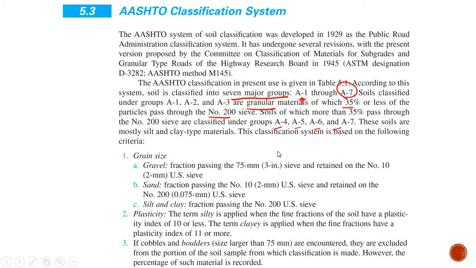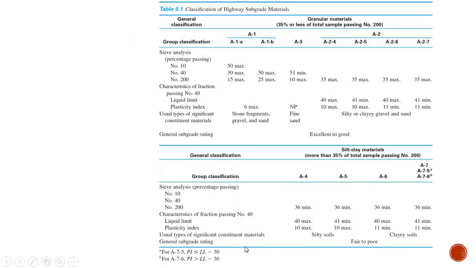Okay, so the classification is based on the following criteria. First is the grain size: gravel, sand, and silt and clay. Next criteria is plasticity. The term silty is applied when the fine fractions of the soil have a plasticity index of 10 or less. The term clayey is applied when the fine fractions have a plasticity index of 11 or more. Another criterion is that if cobbles and boulders are encountered, they are excluded from the portion of the soil sample from which classification is made. So this is the table that we are going to use.